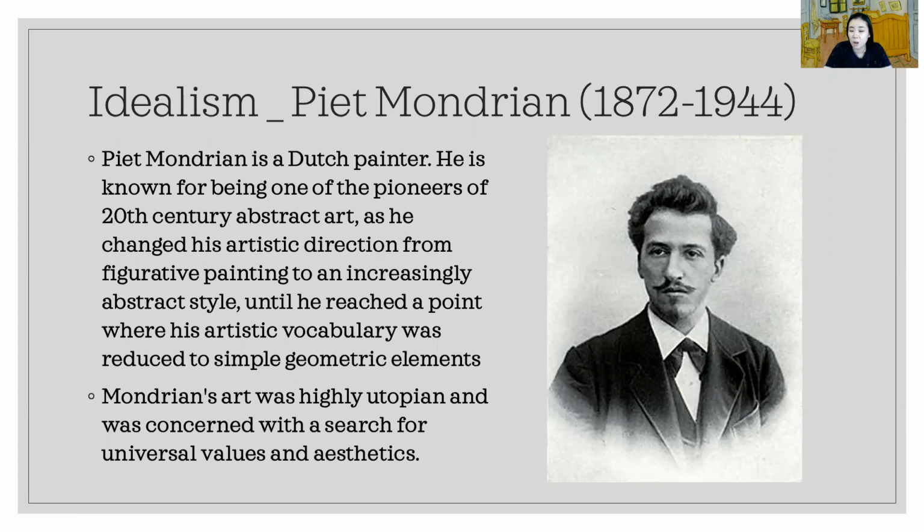Piet Mondrian is a Dutch painter, and he is known for being one of the pioneers of 20th century abstract art. He changed his artistic direction from figurative painting to an increasingly abstract style, until he reached a point where his artistic vocabulary was reduced to simple geometric elements. Mondrian's art was highly utopian and was concerned with a search for universal values and aesthetics.